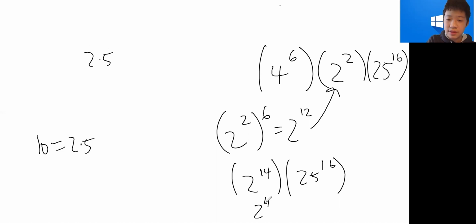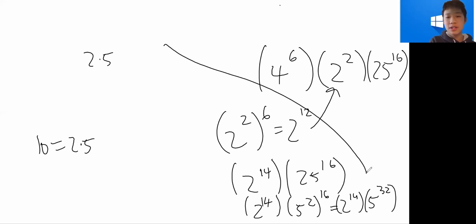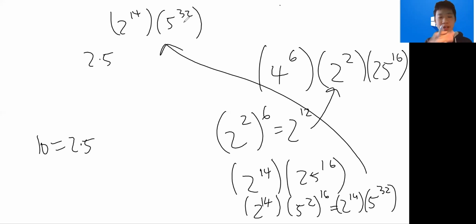So this thing is the same thing as 2 to the 14 times 5 squared to the 16, because 5 squared is 25. This is just 2 to the 14 times 5 to the 32. Now we can figure out how many powers of 10 there are in here. Can we combine them just yet? No, we can't. We need to get these two to have the same power so we can push them together.